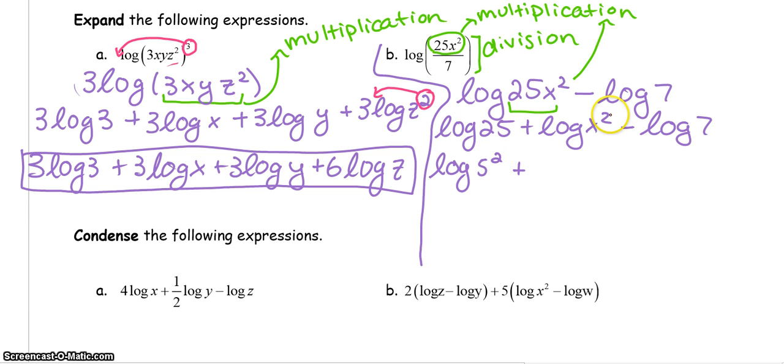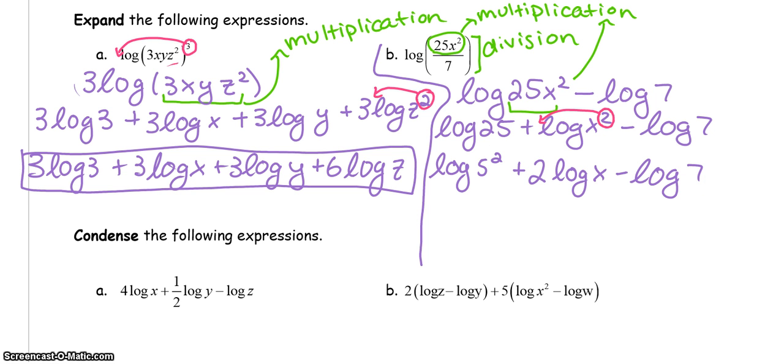When we get to our log of x squared, I have a 2 up here, so I'm going to bring that to the front. 7 is a prime number, so we can't write it as a number to an exponent, and it doesn't have an exponent, so it can just be brought down.